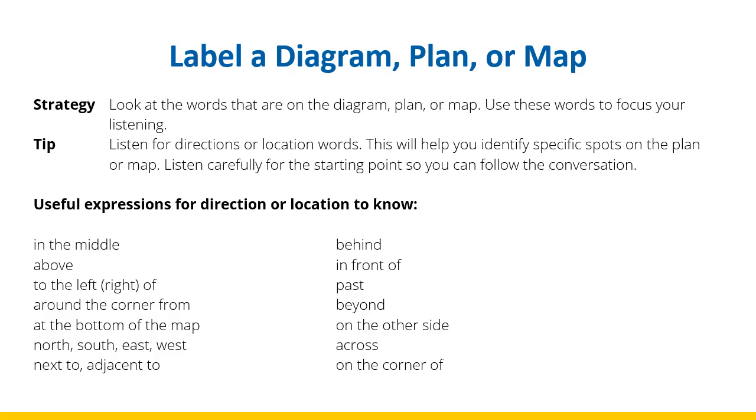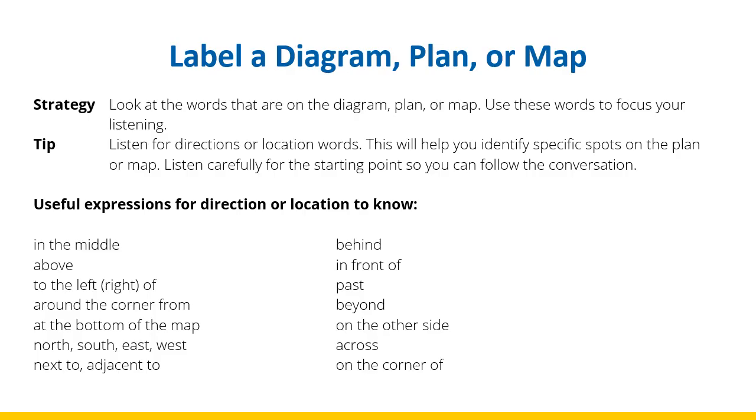And also, you have to make sure that you listen carefully for the starting point so you can follow the conversation smoothly. There are important expressions for direction or location you need to know. For example, these are words such as in the middle, above, to the left, around the corner from, at the bottom of the map, north, south, east, west, next to, adjacent to, and so on. There are so many different words, and it's also very important to know the prepositions of place such as behind, in front of, past, beyond, on the other side, across, or on the corner of.